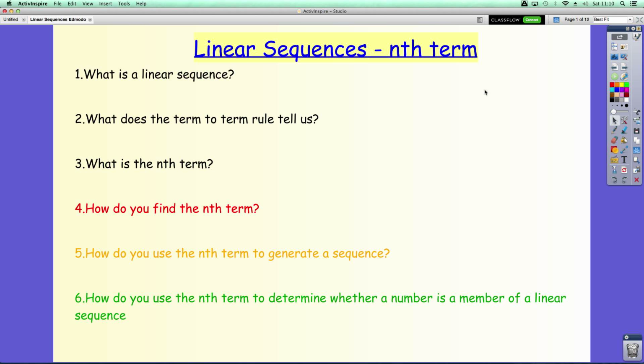Today we're going to be looking at the nth term. I will be covering this across two videos. The first one will be covering the first four questions, which is: what is a linear sequence, what does the term-to-term rule tell us, what is the nth term, and how do you find the nth term.